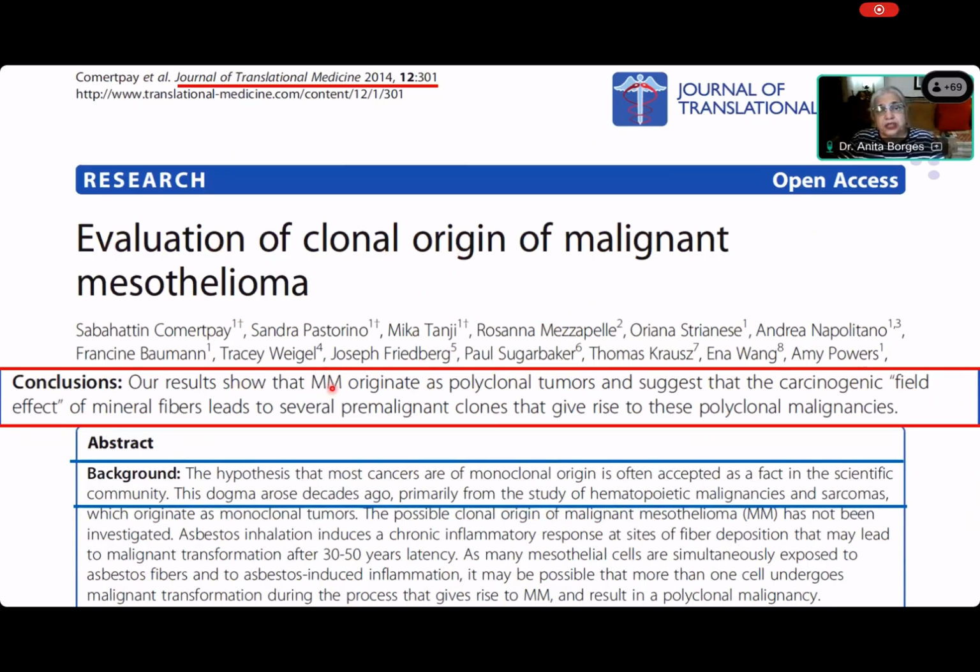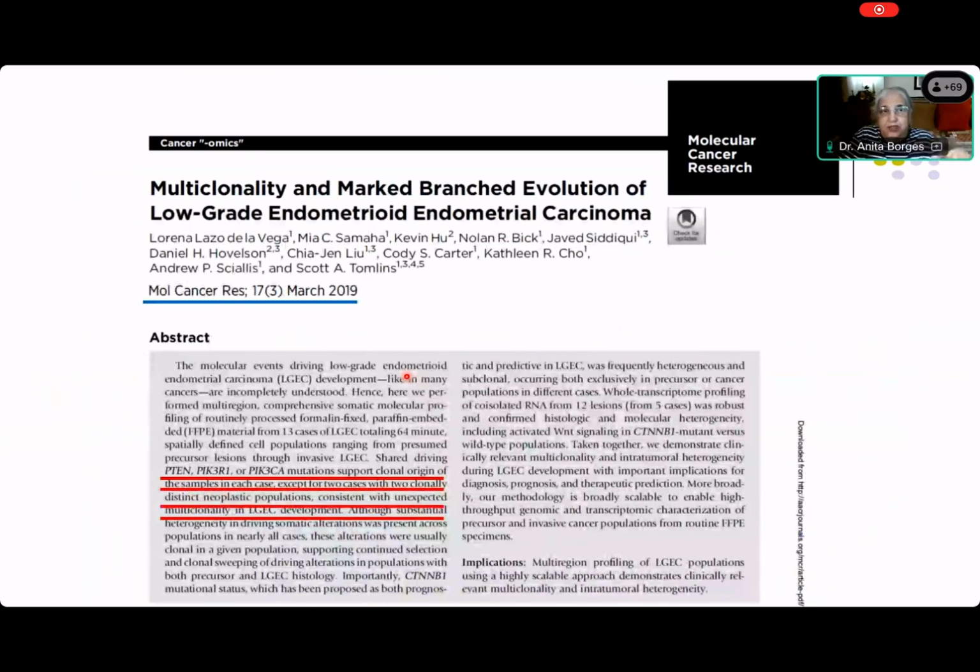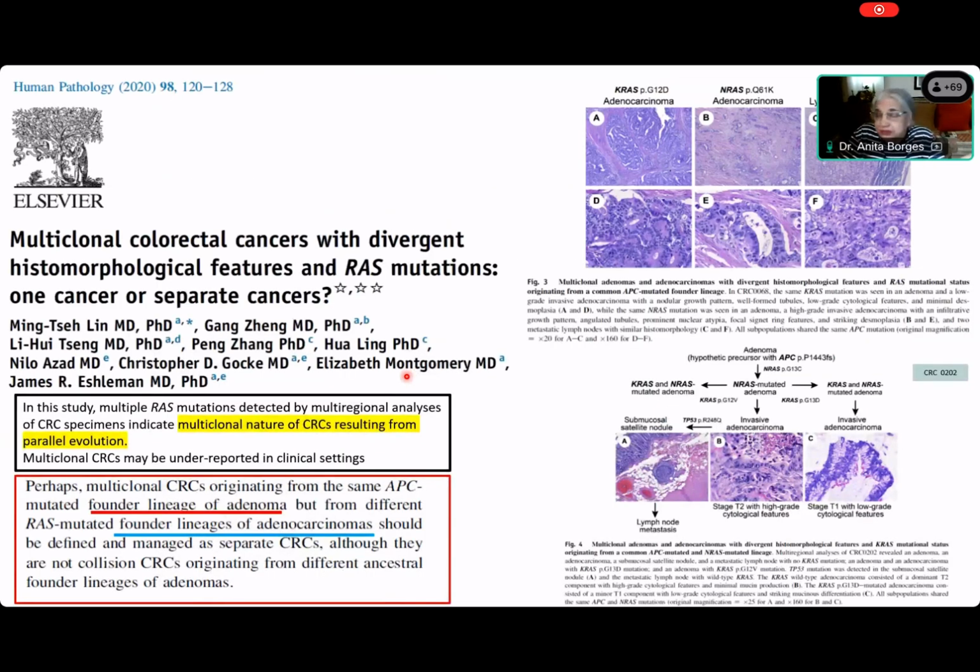Our results show that malignant mesotheliomas originate as polyclonal tumors. And we suggest that the carcinogenic field effect of mineral fibers, because it's mesothelioma, leads to several pre-malignant clones that give rise to these polyclonal malignancies. So when you have a big tumor, it may be that there are multiple clones in that tumor. Similarly, with endometrioid carcinoma of the endometrium, they have found the same thing. And in colon cancers, they say you now have to consider that colorectal cancers may also be multiclonal.